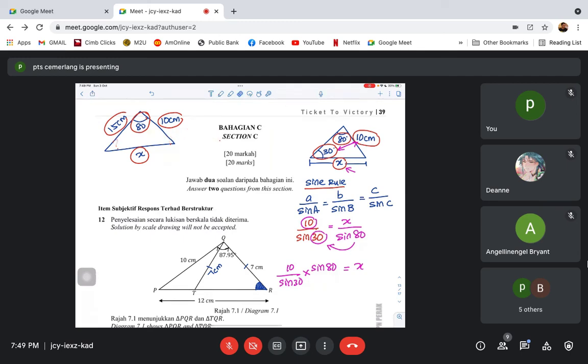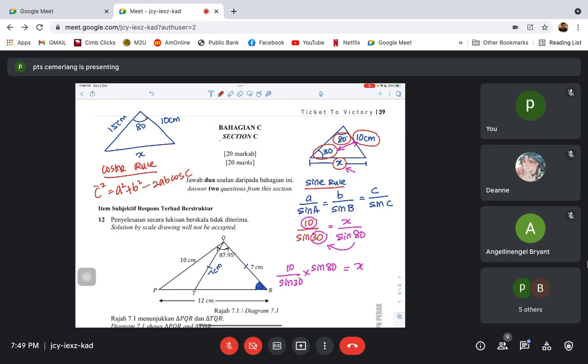So how does cosine rule work? Okay, listen. Cosine rule. Nama sudah cosine kan? So maksudnya nanti you nampak ada cos lah. So cosine rule says like C square equals A square plus B square minus 2AB cos C. Okay? So this is the cosine rule.